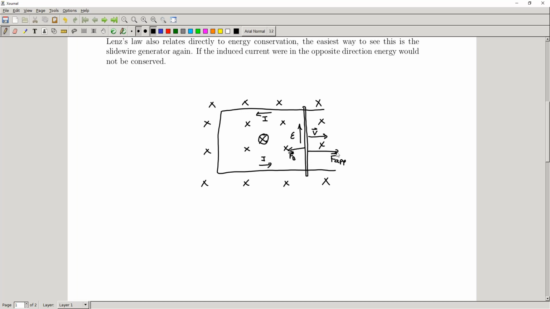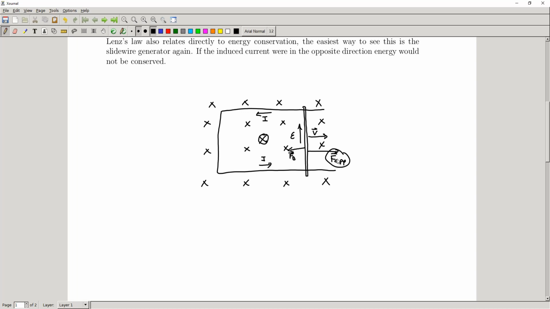And then what is this generator really doing? Well, it's taking this applied force that we're applying in this direction, and it's turning that applied force into an EMF that drives a current, and then we can do whatever we want with that, right? So we're not really producing energy from anywhere. We still have energy conservation.